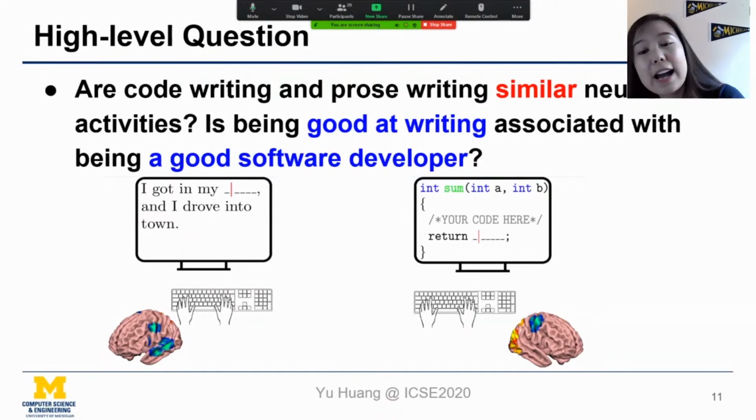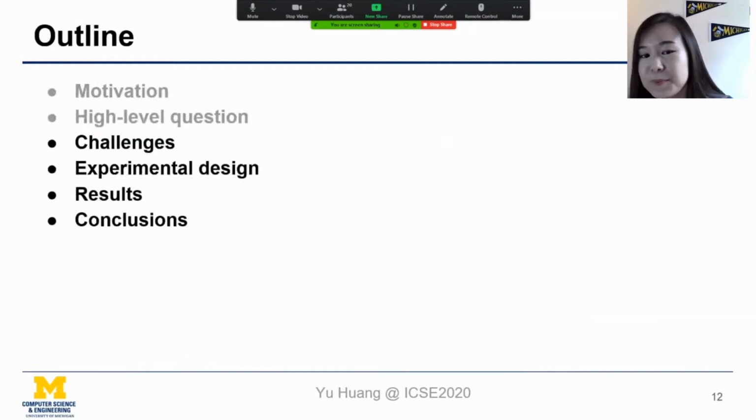Thus, the high-level question we try to answer in this paper is: are code writing and prose writing similar neural activities? Informally, is being good at writing associated with being a good software developer? In the rest of the talk, we'll discuss the challenges of the study, our experimental design, results, and conclusions.